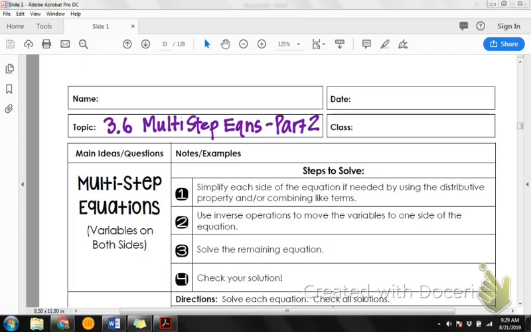So if we look at these steps, simplify each side of the equation. That just means distribute or combine like terms on each side of the equation first. That's not really new to us. Use inverse operations to move the variables to one side of the equation. This is now new. So number 2 says you're going to have a variable on each side of the equation. We haven't had that yet. So that's okay. That's why we're doing this today. And then you're going to solve it once you get everything together.